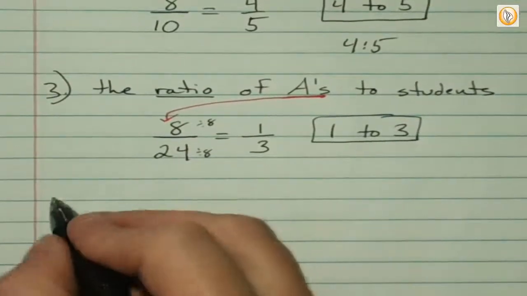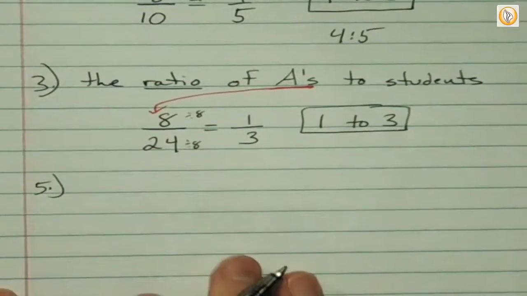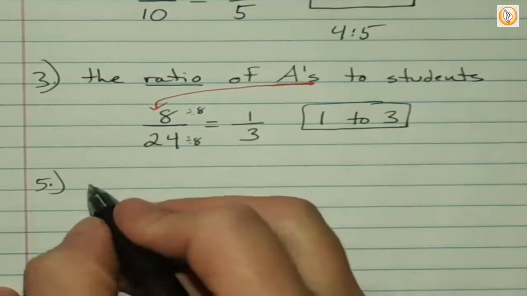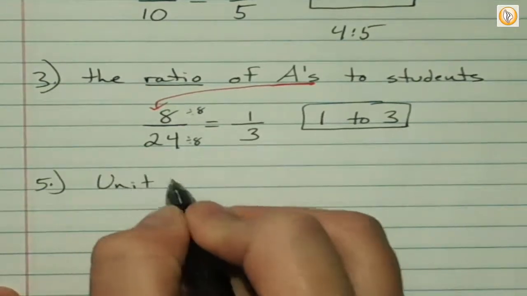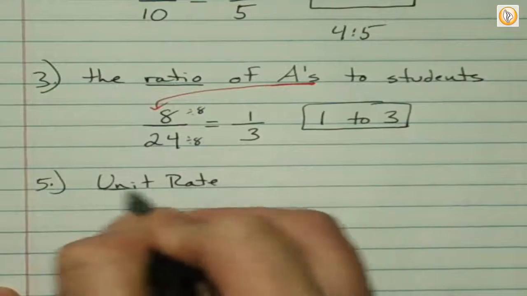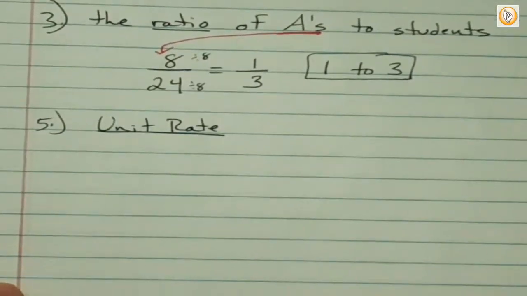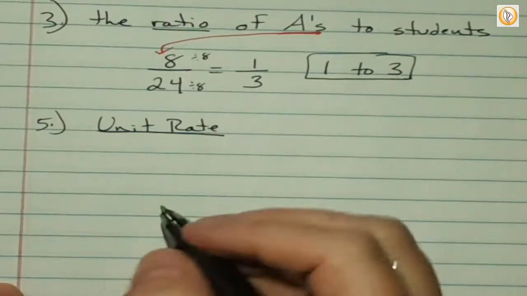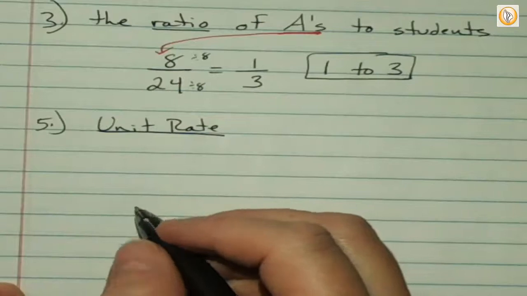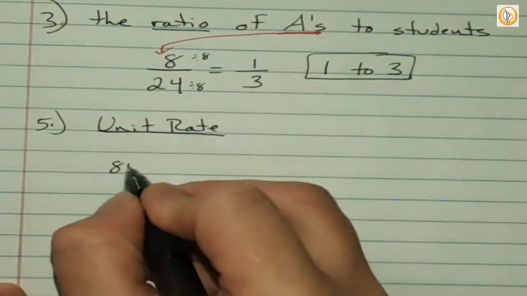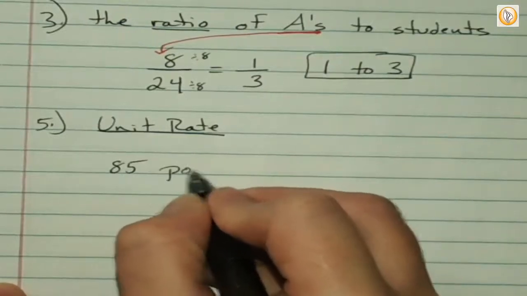All right, let's do 5. Michael, read the directions. Find the unit rate. Very good. They're telling you we're doing unit rate. Now remember what I said with unit rate, you're basically trying to find the one thing. So for 5, that's the example I gave you in fact, 85 points scored in 5 games.